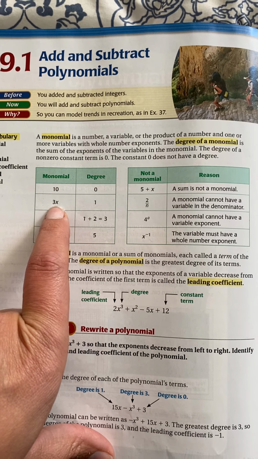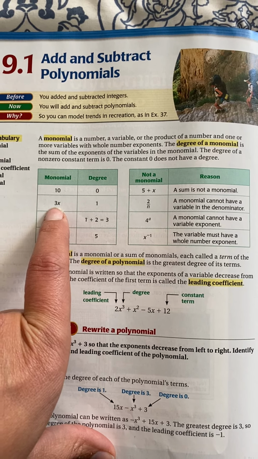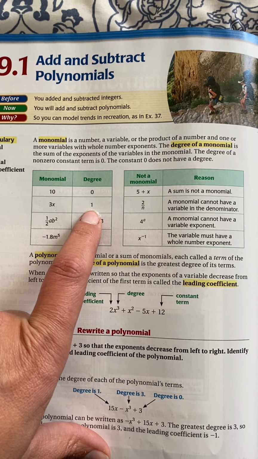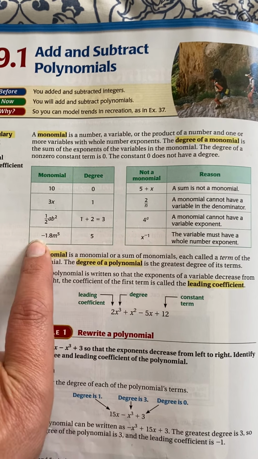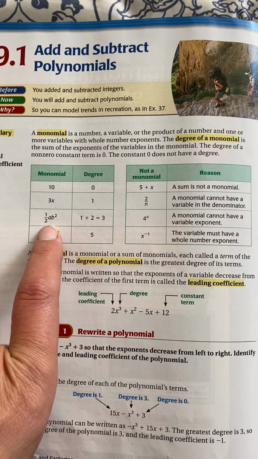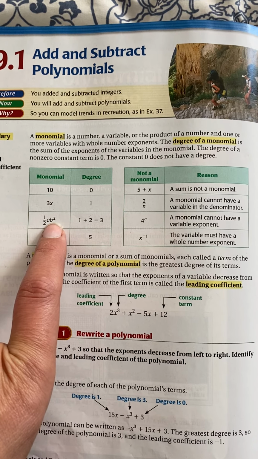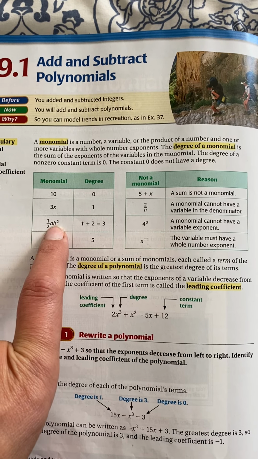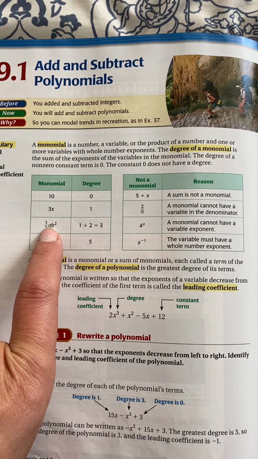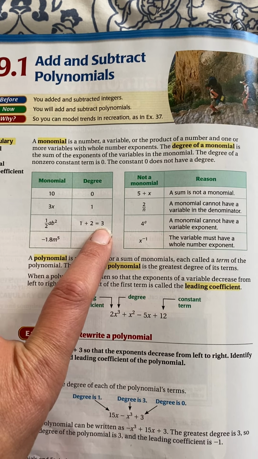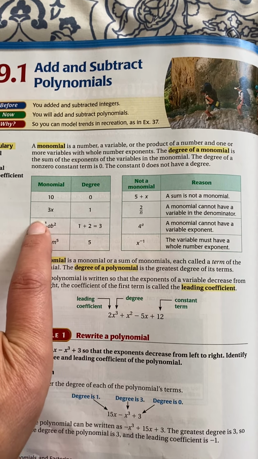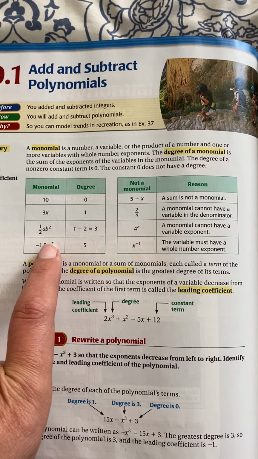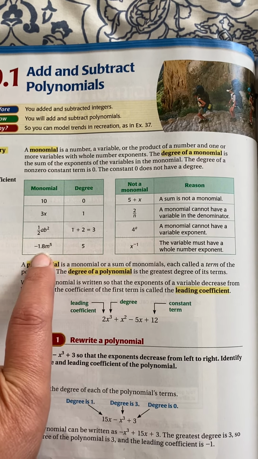This one, 3x, that is also a monomial. It is a number multiplied by a variable, and the degree is 1. You can see that. This one, 1/2 ab squared. So now we've got a number, 2 variables, and one of the variables is squared. So then we're going to take this variable right there, 2 plus a to the 1 is 3. So my degree is 3 of this whole monomial. Right here, negative 1.8 times m to the 5th. My degree is, you guessed it, the 5th. Right there, you can see it.